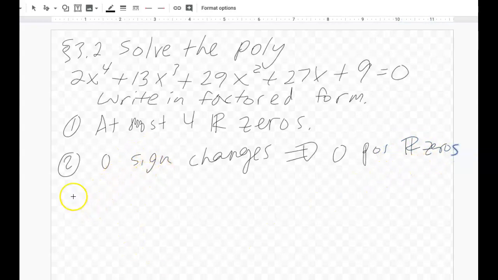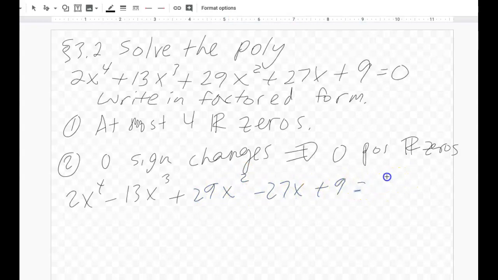To determine the number of negative real zeros, we find f of negative x. When we plug in negative x everywhere, all those odd degrees change to negative. So we'll have 2x to the fourth minus 13x cubed plus 29x squared minus 27x plus 9. This was f of negative x.